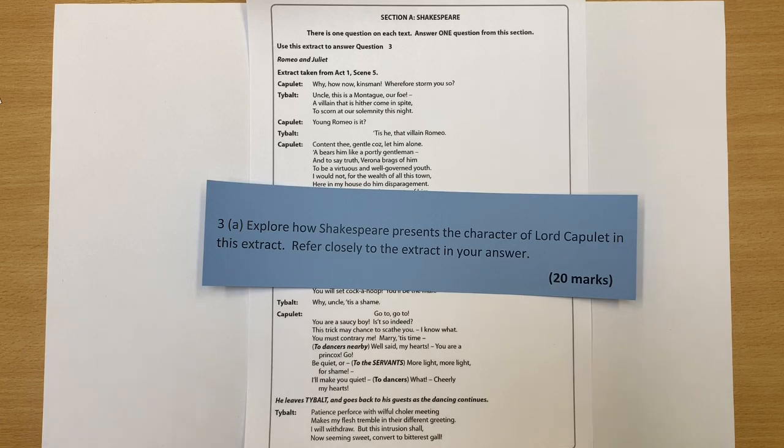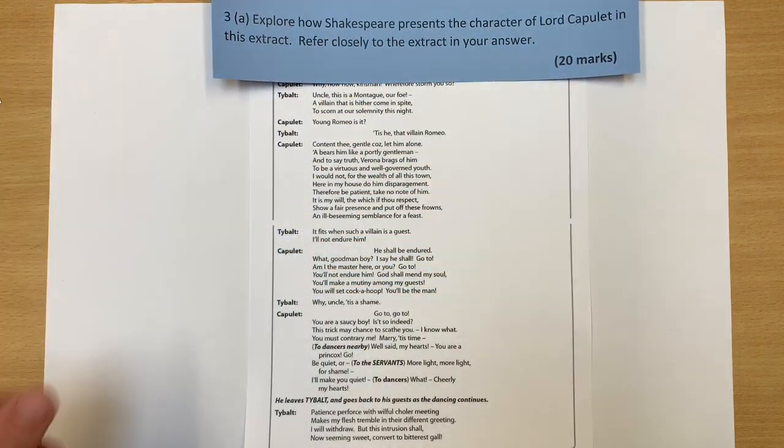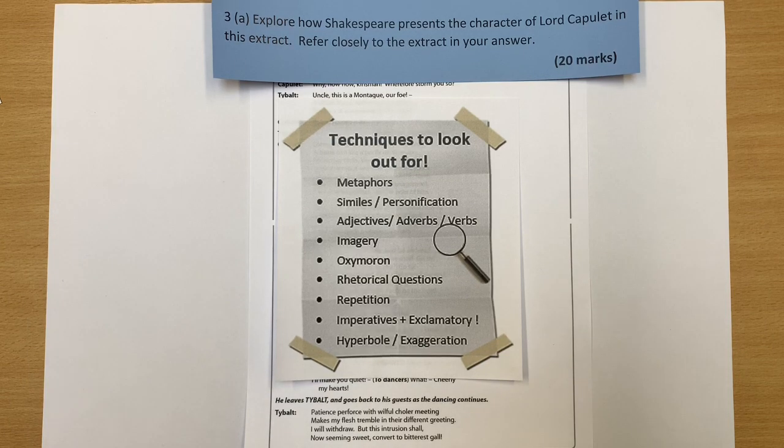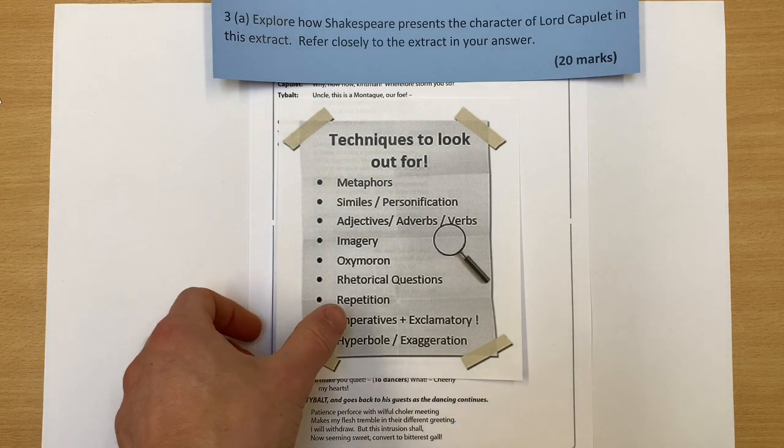What I suggest we do now is have a look at annotating this extract for ourselves. But the first thing to bear in mind is some of the common techniques that Shakespeare uses quite often. So for example, metaphors, similes, personification, your individual word choices like adjectives, adverbs, verbs, general imagery, oxymorons, rhetorical questions, repetition, imperatives, exclamatory, hyperbole, and exaggeration. Again, Shakespeare uses these techniques very, very commonly, so please keep an eye out for these in the given extract.